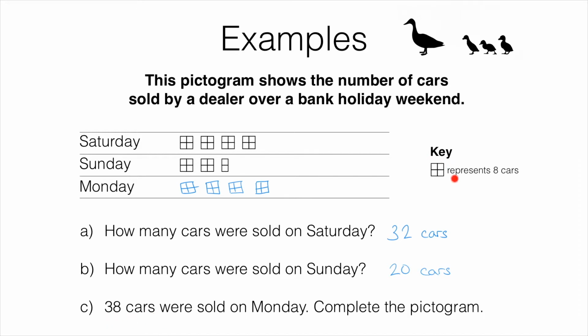So let's take a look at this key again. 4 of these little boxes represent 8 cars, and that means one tiny little box represents 2 cars. So we can use this fact to help us work out what we need. We've got 32 cars so far on the diagram. We need 38. So that's 6 more cars, which means I need 3 of these little squares. Now we're done. That represents 38 cars.